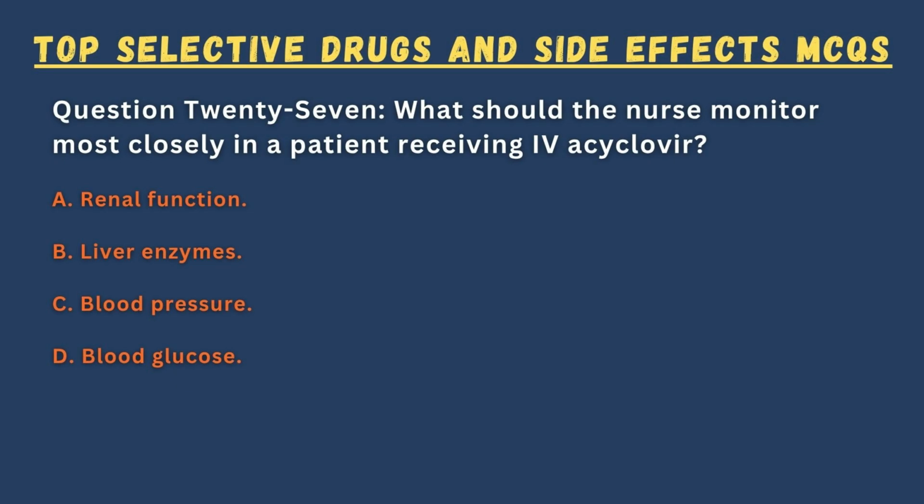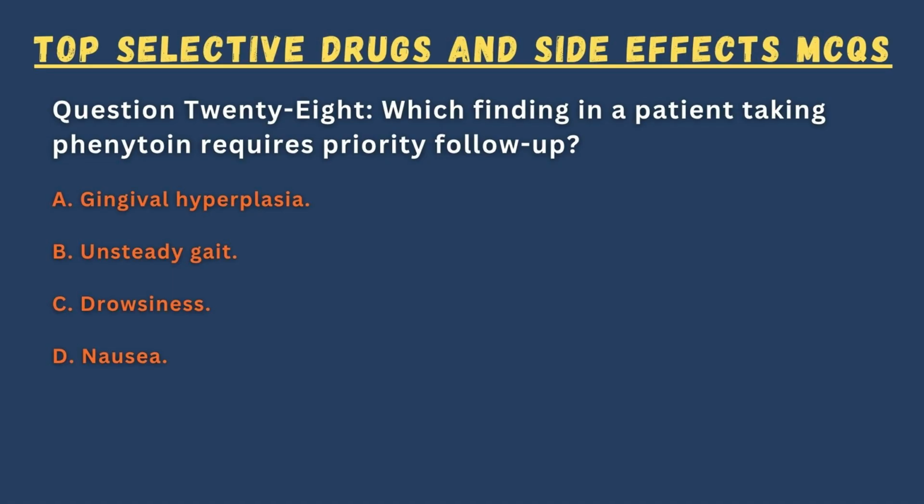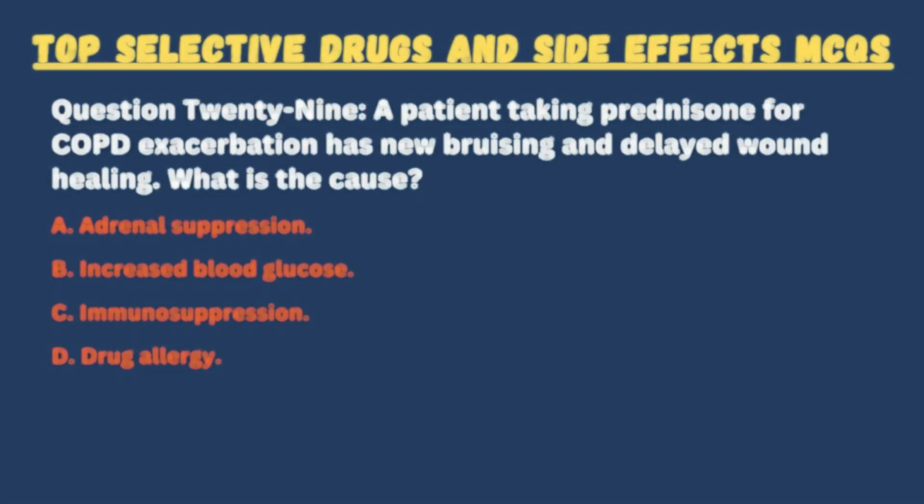Question 27. What should the nurse monitor most closely in a patient receiving IV acyclovir? A. Renal function. B. Liver enzymes. C. Blood pressure. D. Blood glucose. Answer: A. Renal function. Question 28. Which finding in a patient taking phenytoin requires priority follow-up? A. Gingival hyperplasia. B. Unsteady gait. C. Drowsiness. D. Nausea. Answer: B. Unsteady gait.